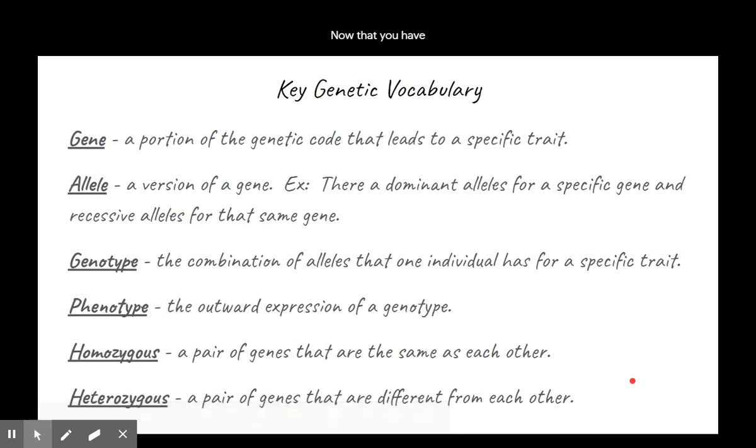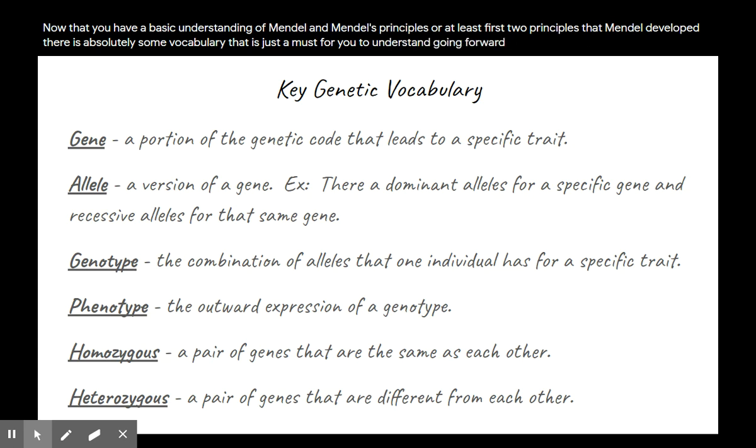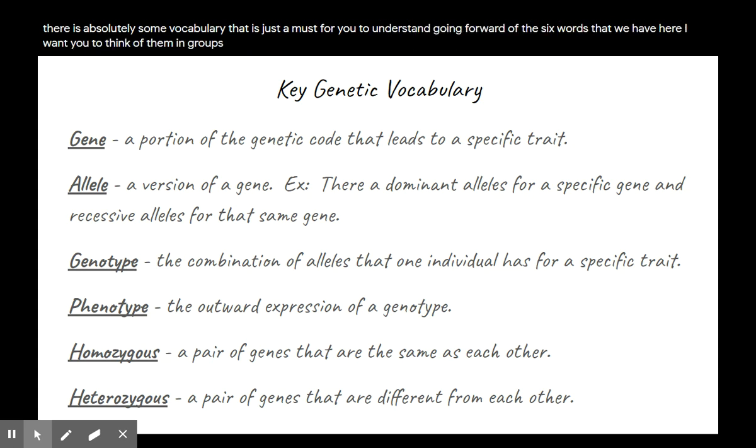Now that you have a basic understanding of Mendel and Mendel's principles, or at least the first two principles that Mendel developed, there's absolutely some vocabulary that is just a must for you to understand going forward. Of the 6 words that we have here, I want you to think of them in groups of 2. So gene and allele we're going to deal with together, genotype and phenotype together, and homozygous and heterozygous together.